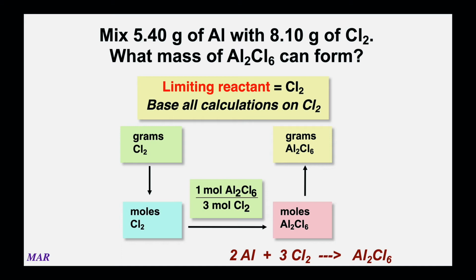So essentially what we're going to do is go grams to moles to moles to grams, starting with chlorine. And we already did the grams to moles part. We'll then use a 1/3 stoichiometric ratio to go to moles of Al2Cl6. And finally, the molar mass of Al2Cl6 will turn moles into grams.